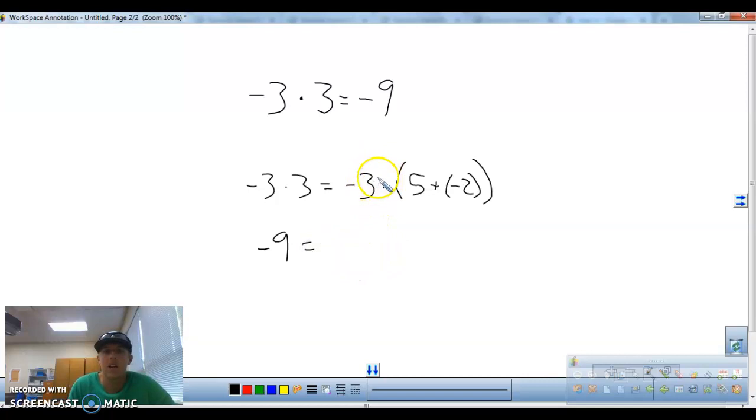So if we have a number outside of parentheses and we've got something going on in here, there's this thing called the distributive property if you haven't heard of it already. Most of you probably have heard of it. You just maybe don't remember what it is. Okay? So if you've got a number attached to a parentheses like this, you can distribute, you can multiply this 3 times everything inside the parentheses. Okay? So in other words, we take negative 3 times 5. And then we take negative 3 times negative 2. Okay?